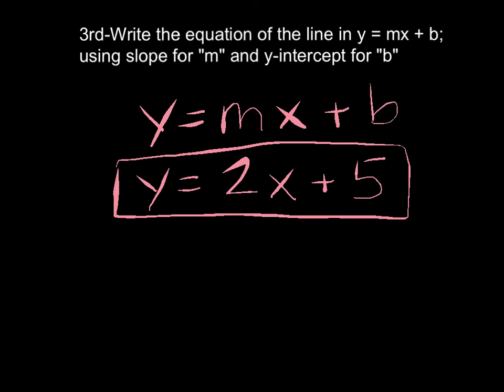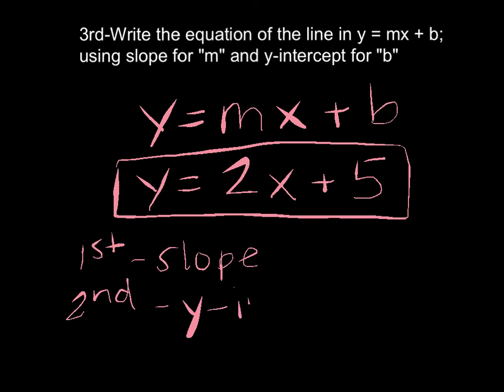That is how you write the equation of a line. First, you find the slope. Go back and look at that again if you can't remember how to do it. Second, you find the y-intercept. Again, go back and look at it if you don't know how to do it. And third, you write an equation like this. Everybody should have this done.